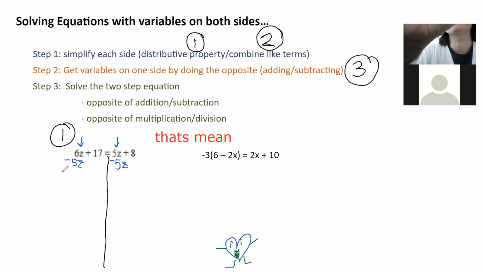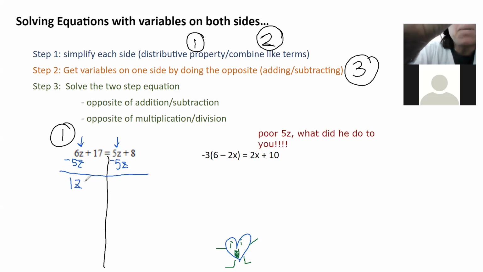I know, pick on the little guy. That's pretty mean. So now we are left with 1z plus 17. Poor 5z, what did he do to you? You guys are so compassionate. I love it. But I'm still picking on the little guy.